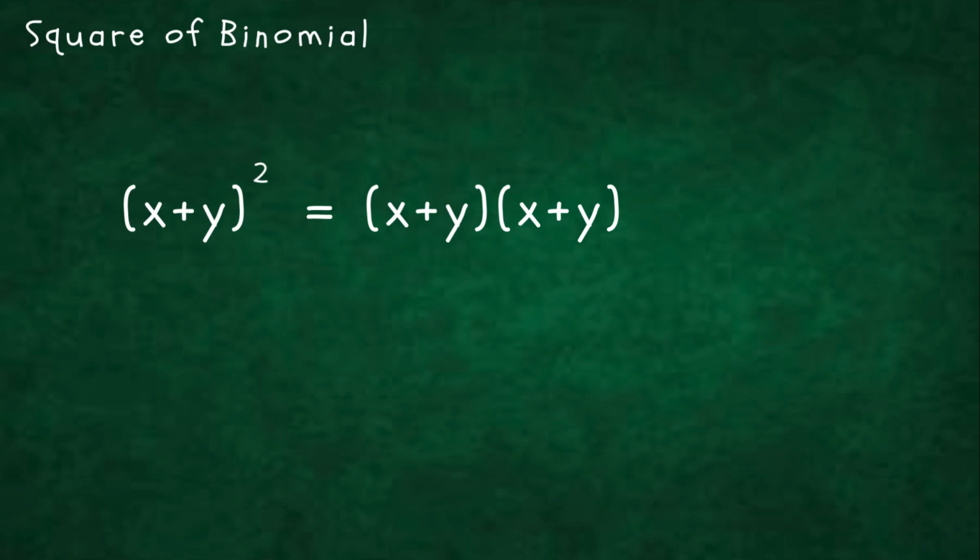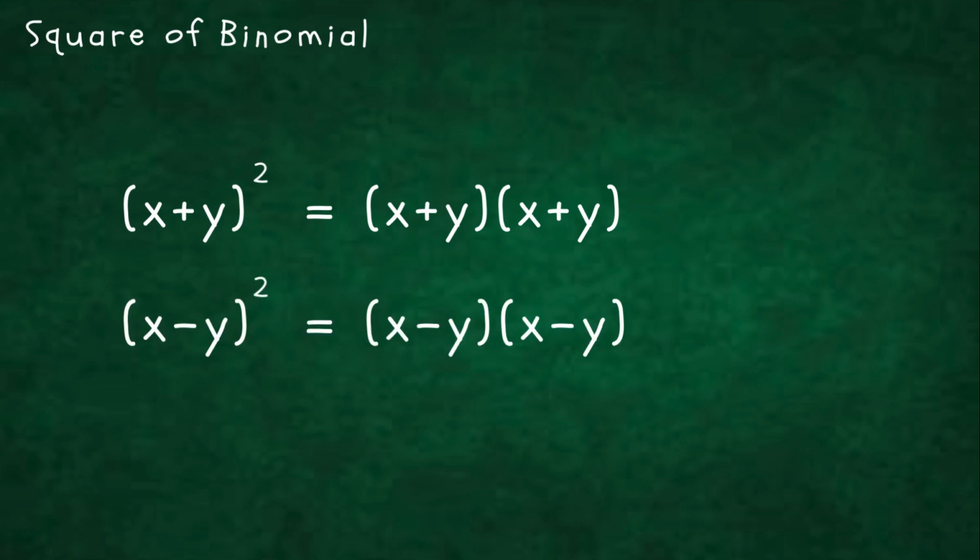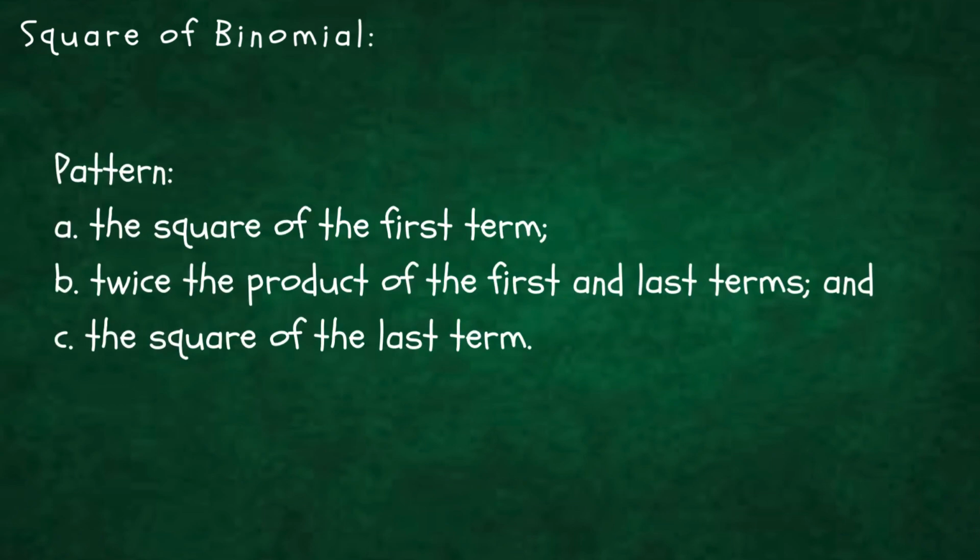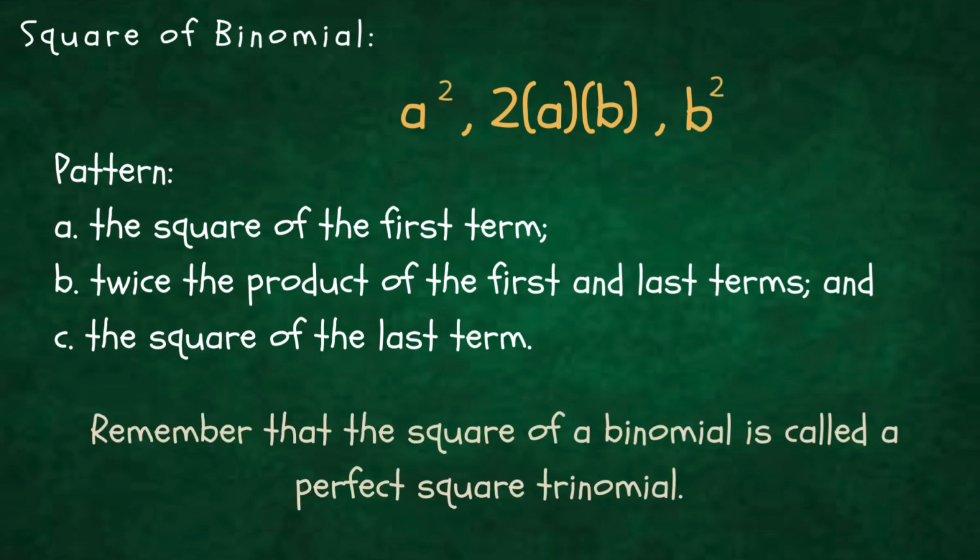The square of a binomial is expressed as (x + y)², or (x + y)(x + y), and (x − y)², or (x − y)(x − y). In your previous grade, you did this by applying the FOIL method, and we also did the FOIL method in the previous example, which is sometimes tedious to do. There is an easier way in finding the desired product, and that is what we will consider here. Consider this pattern in the square of a binomial. First, we square the first term. Next, twice the product of the first and last terms. And lastly, the square of the last term. Remember that the square of a binomial is called a perfect square trinomial.